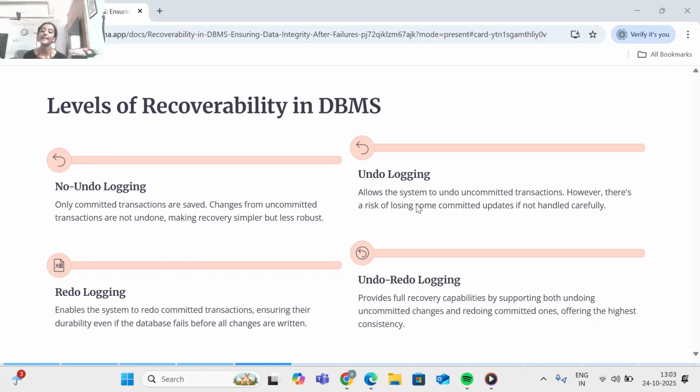Redo logging enables the system to redo committed transactions, ensuring durability even if the database fails before all changes are written. Undo-redo logging provides full recovery capability by supporting both undoing uncommitted changes and redoing committed ones, offering the highest consistency.